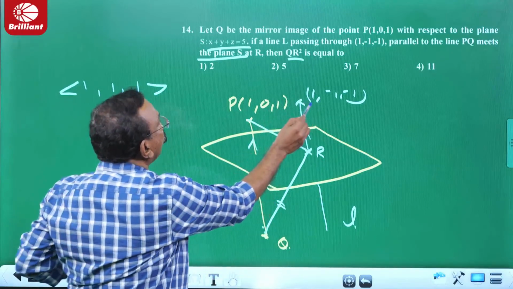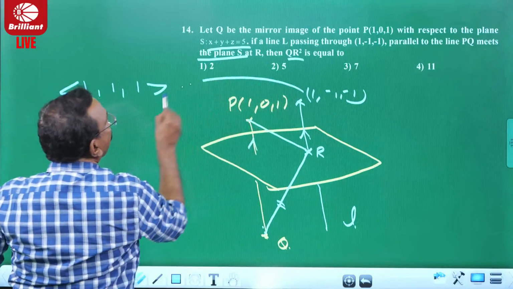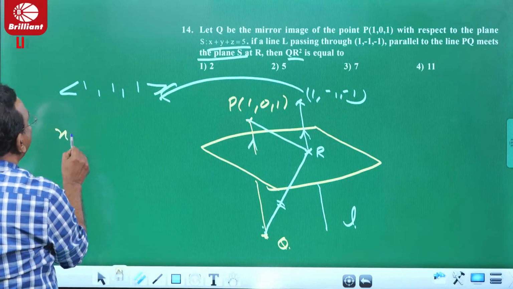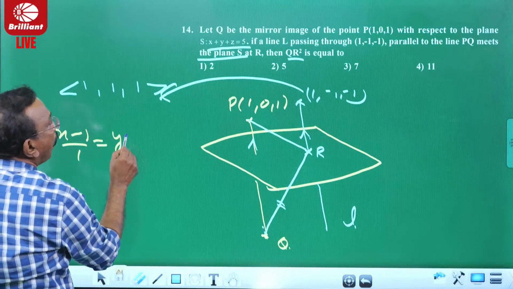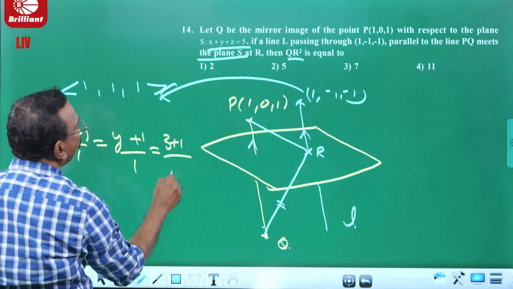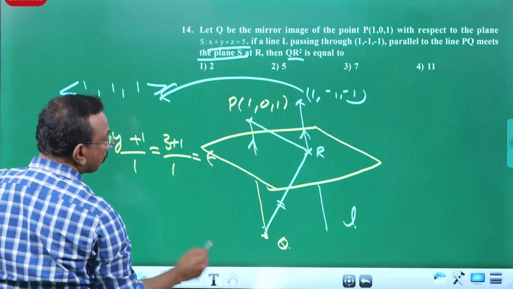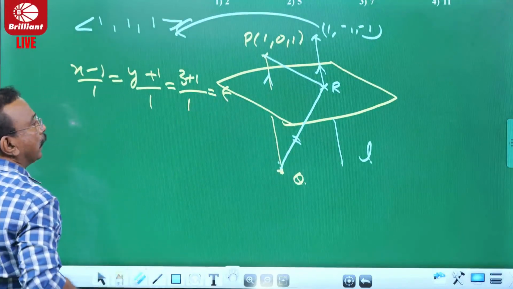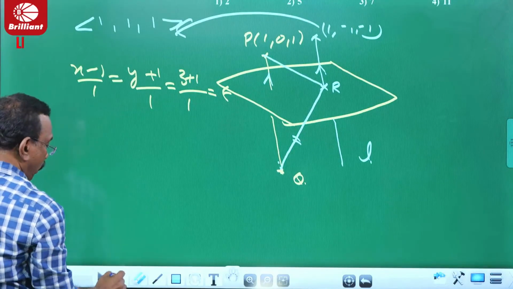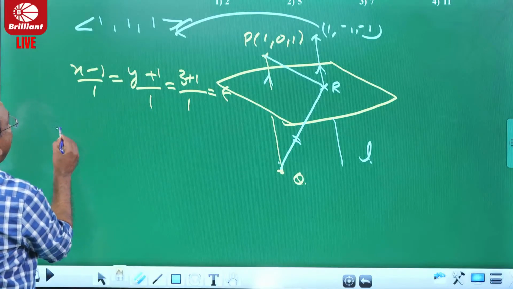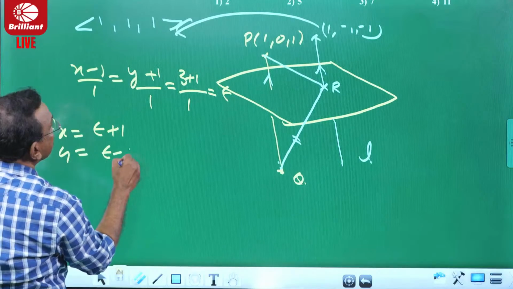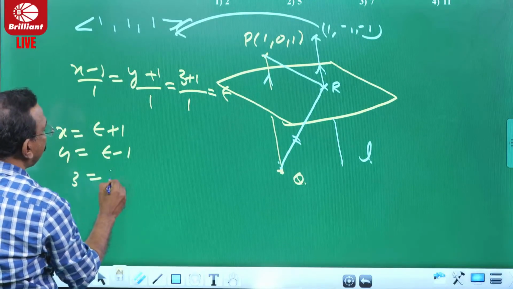So the line through this point gives the equation x minus 1 divided by 1 is equal to y plus 1 divided by 1 is equal to z plus 1 divided by 1 is equal to t. We can see this is a general point inside R. Using that point, we can come back to find it in the form x is equal to t plus 1 and y is equal to t minus 1 and z is also t minus 1.